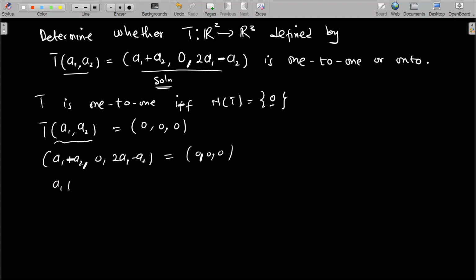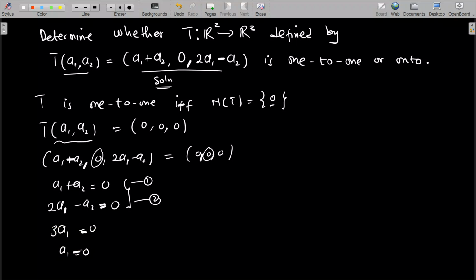It means that a1 plus a2 should be equal to 0. And the other part, the middle, is consistent, right? 0 is equal to 0. It makes sense. And 2a1 minus a2 should be equal to 0. Now if I add these two equations, let's call this equation 1, let's call this 2. If you add equation 1 and 2, you're going to have 3a1 equal to 0. That means a1 is equal to 0. If a1 is equal to 0, from equation 1, 0 plus a2 should be equal to 0. So a2 should be equal to 0.